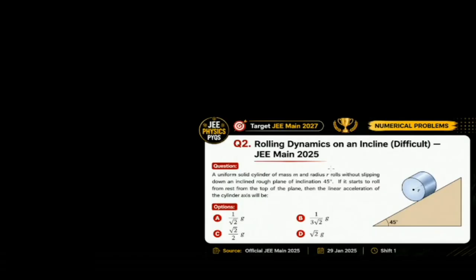We have a uniform solid cylinder of mass m and radius r that rolls without slipping down an inclined rough plane of inclination 45 degrees. If it starts to roll from rest, from the top of the plane, we have to find the linear acceleration of the cylinder axis. Let us identify the key formula for a body rolling without slipping down an incline.